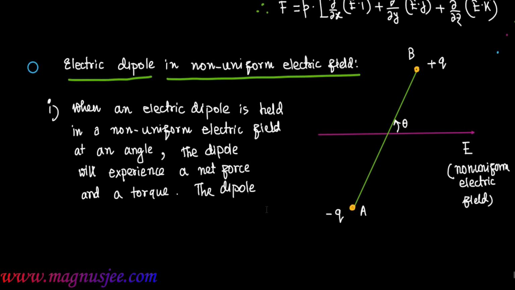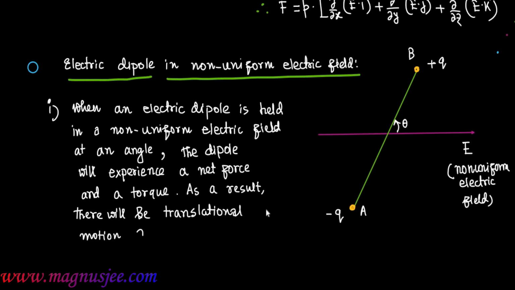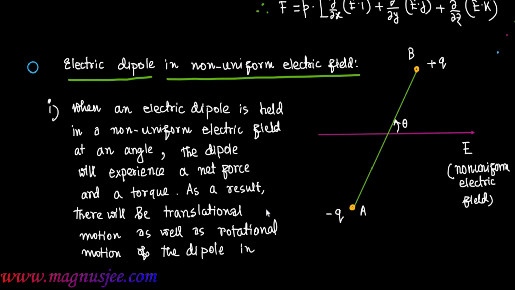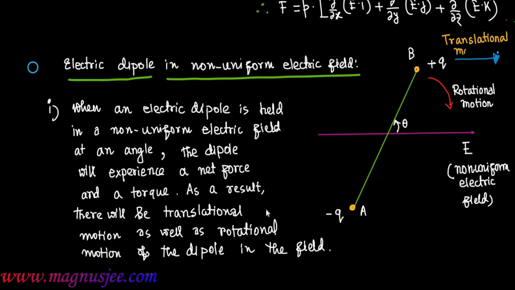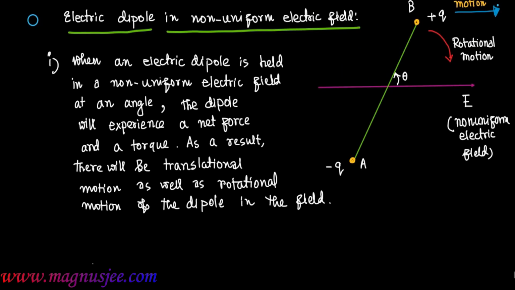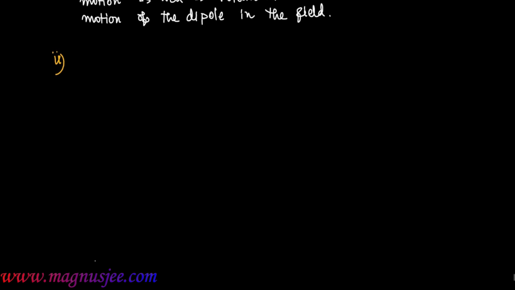And this dipole will have rotational motion as well as linear motion. That means as net force and net torque act on the dipole, there will be translational motion of the dipole in the non-uniform electric field, as well as rotational motion. The dipole rotates clockwise according to the diagram, under the action of torque, and the dipole will be linearly displaced. That means it will have translational motion towards right under the action of net force acting on the dipole in the non-uniform electric field.